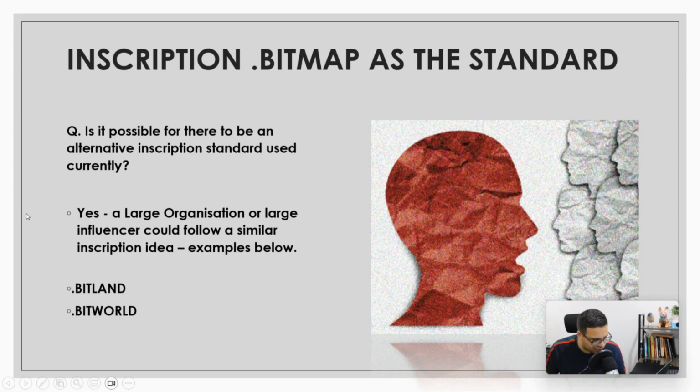So, like I said earlier, we're concentrating on the key risk or consideration of the inscription .bitmap as the standard. The first obvious question is: is it possible for there to be an alternative inscription standard used currently? And the answer is yes. To be honest, I've already started seeing it. I've seen it on Twitter, I've seen it on other social spaces, where others are trying to come up with their own different standards, and some people are inscribing these other standards.